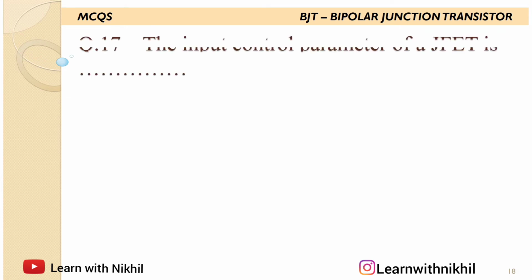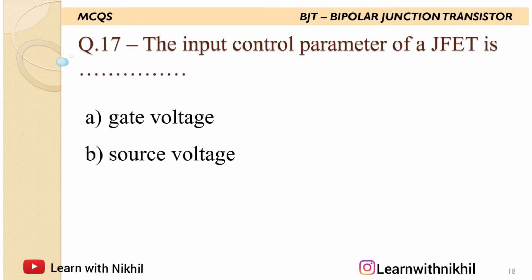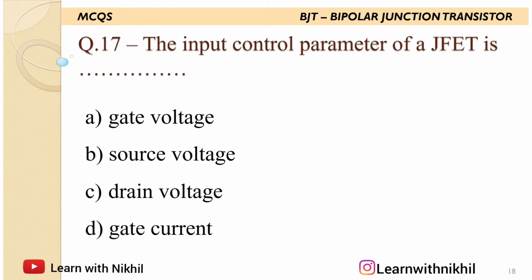Next question. The input controlled parameter of a JFET is dash. A. Gate voltage. B. Source voltage. C. Drain voltage. D. Drain current. And the answer is gate voltage.